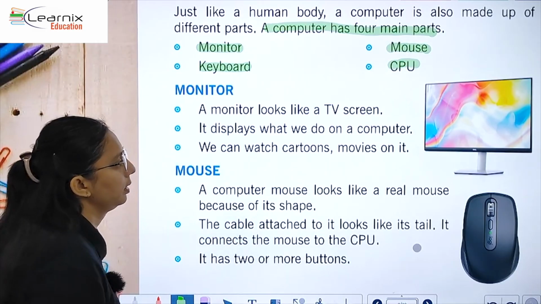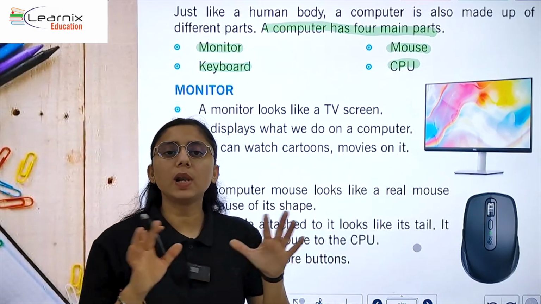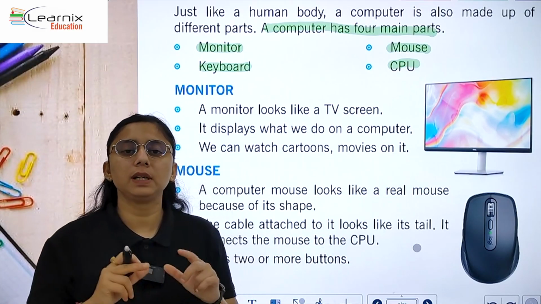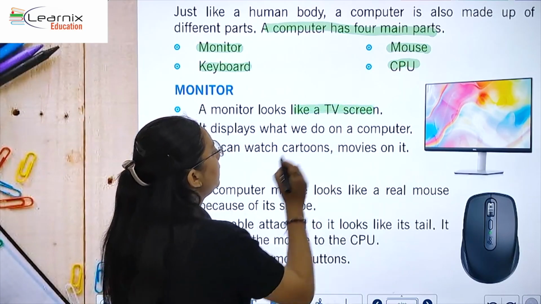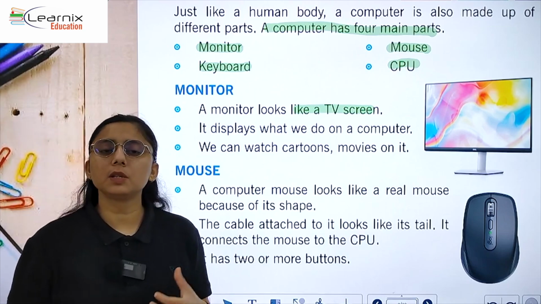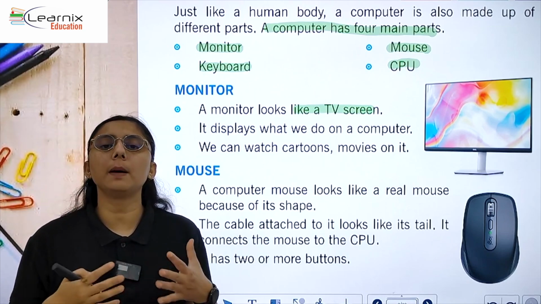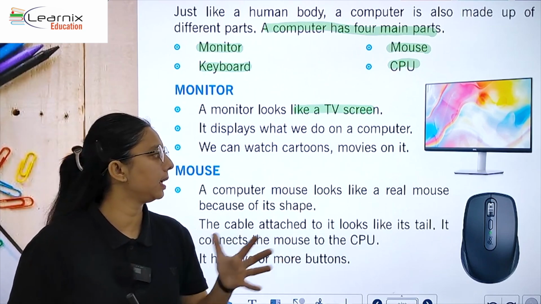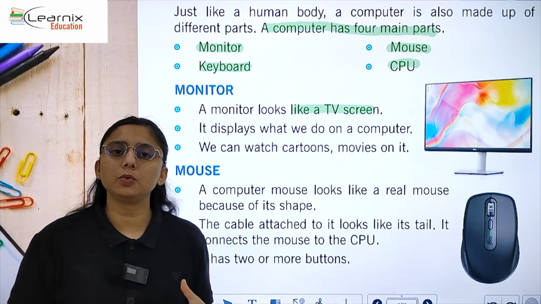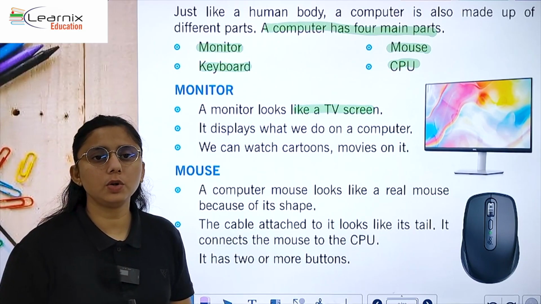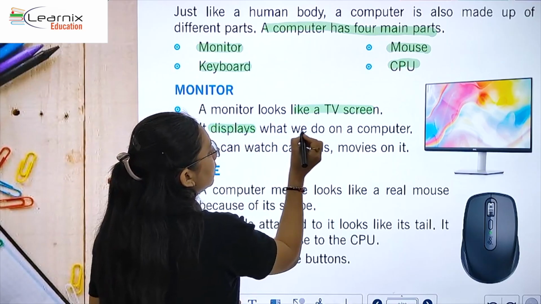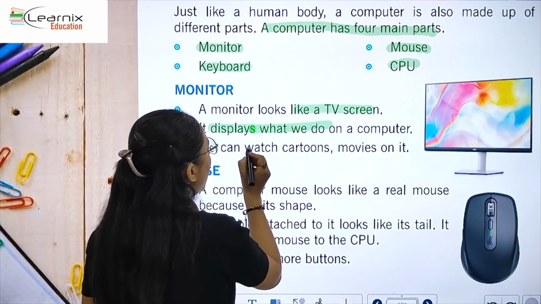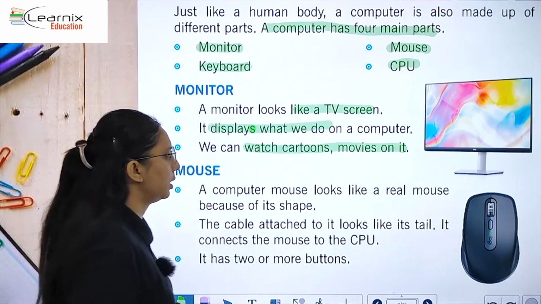First is monitor. Your monitor looks like a television screen. It displays what we do on the computer. You can watch cartoons and movies on it. What you can do? You can watch cartoons and movies.